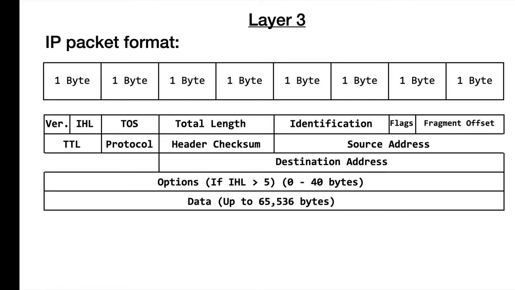And what I've shown here is for IP version 4. We may have options. If the header length is 6, this may be an options field, and then we have up to 65,536 bytes for the actual payload or the actual data. So in the previous videos, we looked at the headers for layer 2. Now we're talking about layer 3.